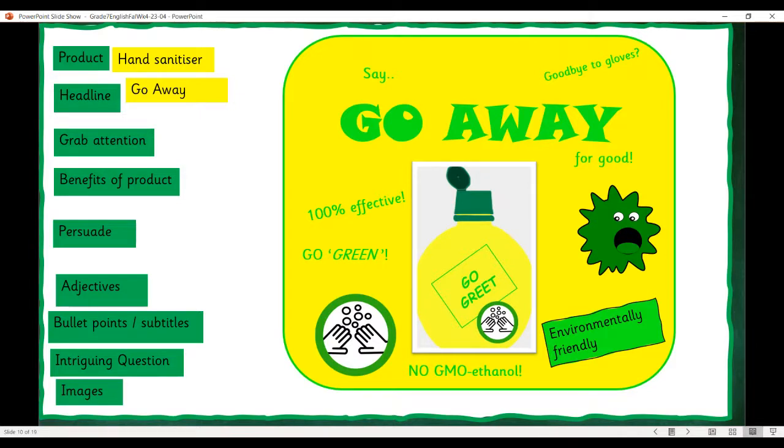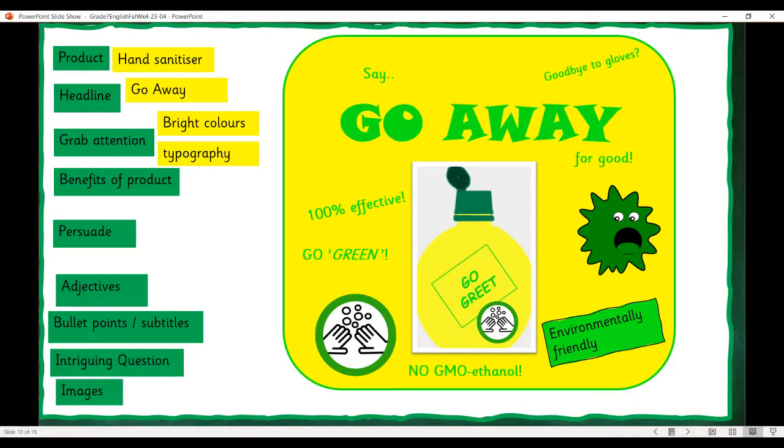So with my ad, I'm using what is said out there in informal language to get your attention. Okay, I've used yellow because it is a happy color, but it also stands out. All right, so to grab attention, bright colors, and I actually stayed with yellow and green. Not all adverts do. And I used typography. That's the font I used, the type of writing I used for the different words. So if you had to read this ad, you would see "go away," and then you would read and you go, "say go away for good." Or you could be saying, "say goodbye to gloves."